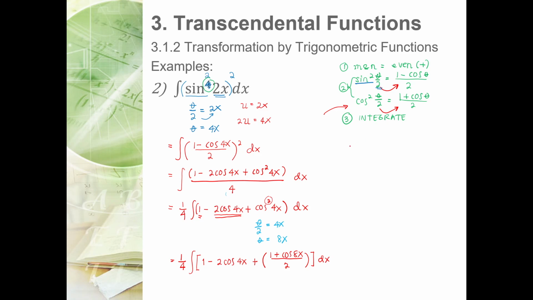Okay, so removing the parentheses first, we have 1 minus 2 cosine 4x, so plus 1/2, diba? One term. Then the next term is plus cosine 8x over 2 dx. So this is the second term.